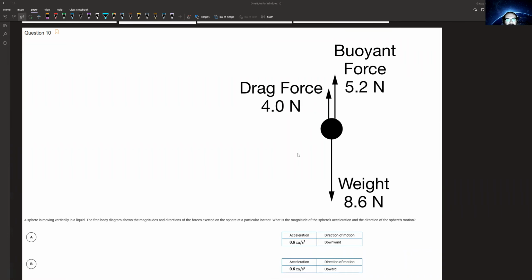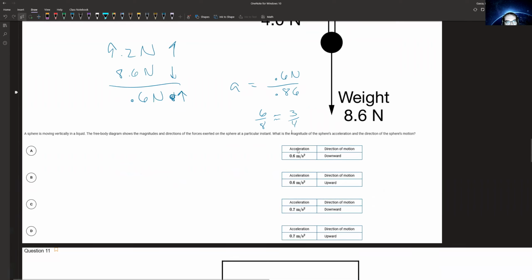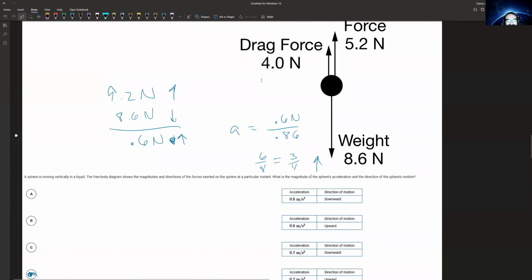So we have a net force of 9.2 newtons up. We have a weight of 8.6 newtons down. That gives us 0.6 newtons of force, oops, upward. Then we can get the acceleration by taking the net force, which is 0.6 newtons, dividing by the mass, which is going to be about 0.86. So this is 0.6 over 0.86. That's about 6 over 8-ish, which is approximately 3/4. So it's going to be about 0.7, and it should hopefully be directed upwards since the net force is up. Check my math. For all I know, it's actually 0.6.